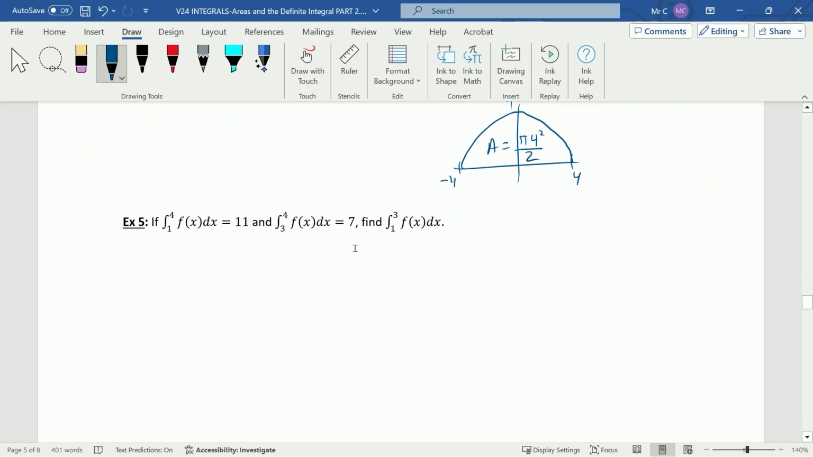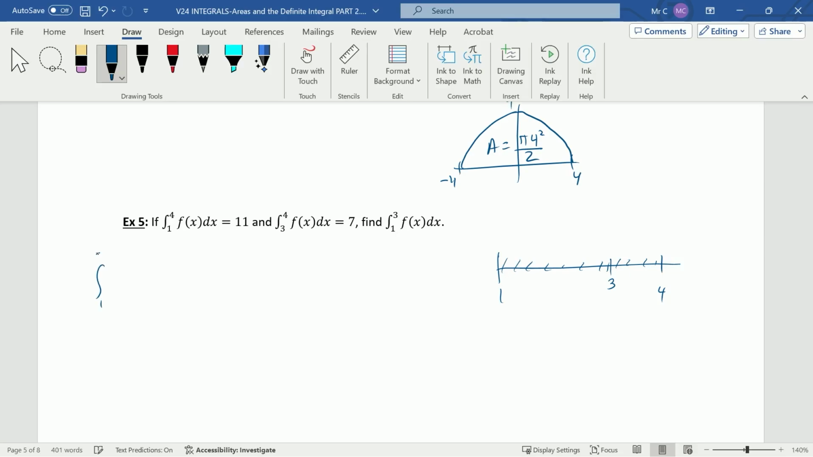All right. So now we've got, if the integral from 1 to 4 of f of x dx is 11, and the integral from 4 to 3 of f of x dx is 7, find the integral from 1 to 3 of f of x dx. Well, I look at this and I think about this interval. 1 to 3 is what I want. I have the interval from 3 to 4 and the interval from 1 to 4. So I know if I take an integral from 1 to 3 plus the integral from 3 to 4, that should be the integral of the whole thing.